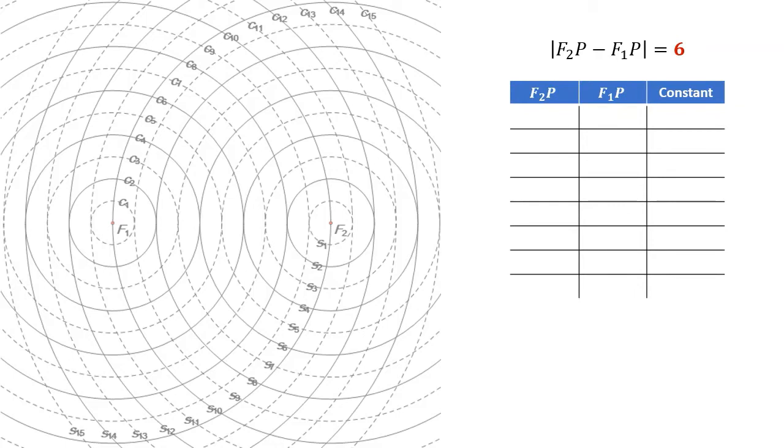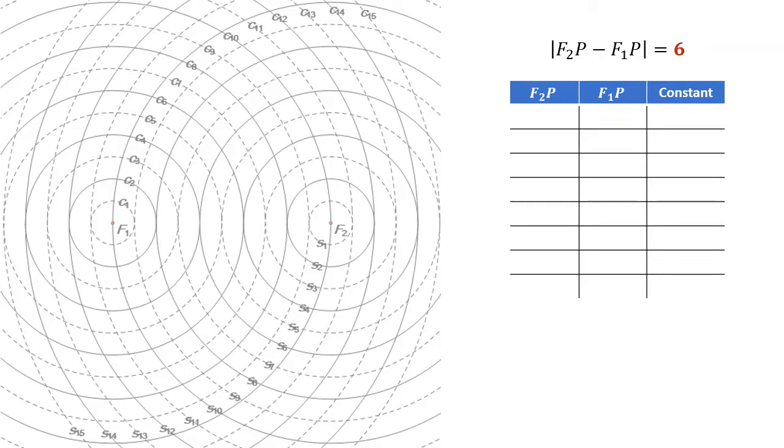Now look at the graph paper for a second. If you look at the focal point in red, F2, notice I numbered all of the circles that are concentric around F1 as the center. I'm calling them C1, C2, C3, C4, C5, and they go on. So that's how many units. C6 is 6 units away from F1.